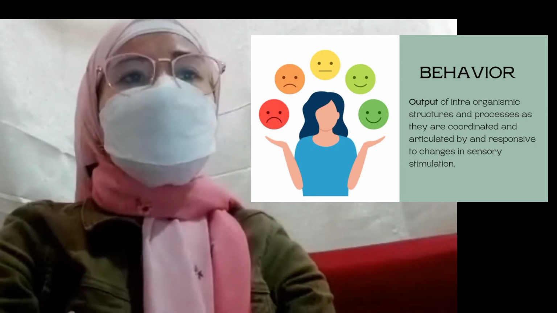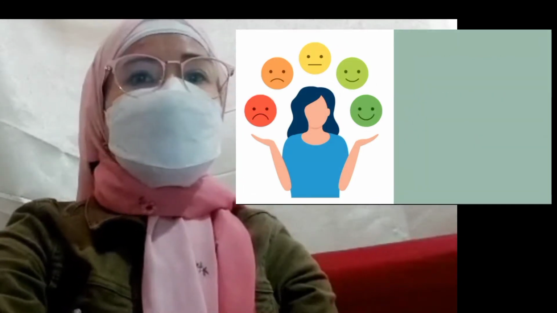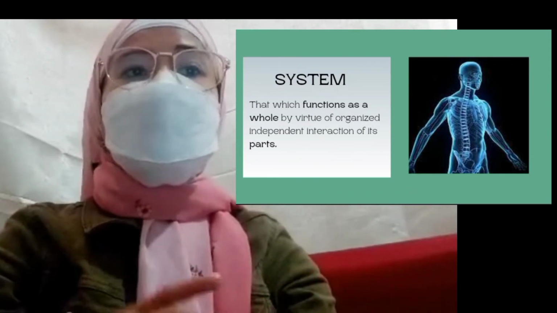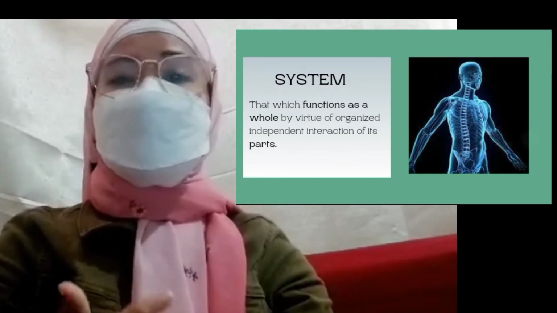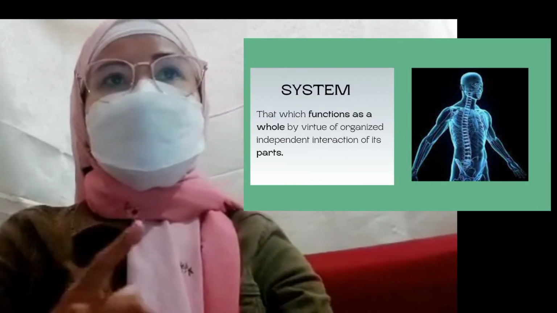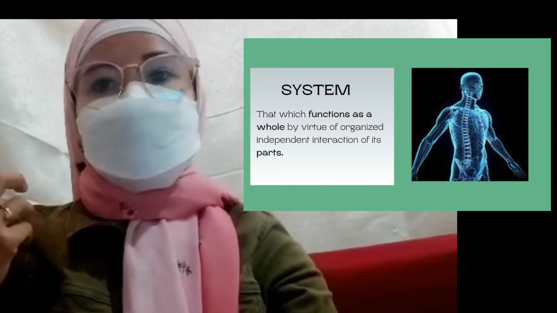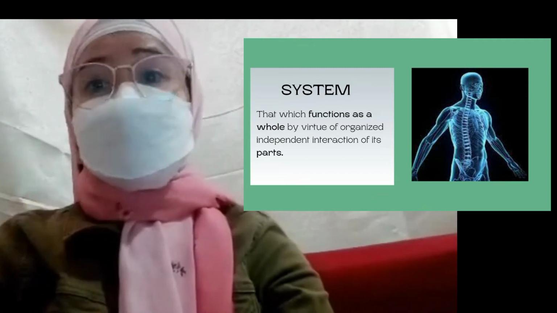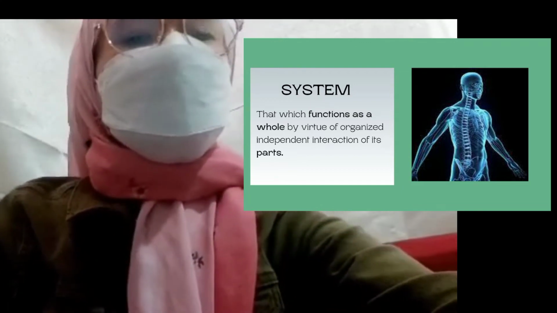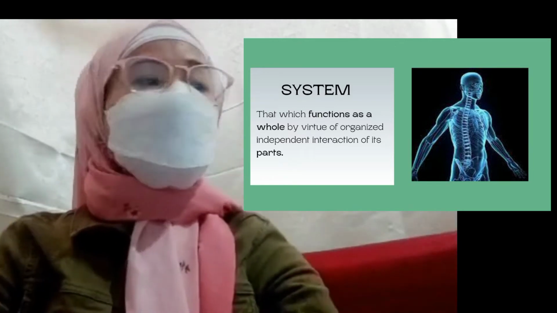To proceed, the next concept is a system. For Dorothy Johnson, a system functions as a whole by virtue of the organized and interdependent interaction of its parts. I will give an example for this one. I'm going to tackle the biological system. For example, the body. For the body, examples are the cardiovascular system and the respiratory system.